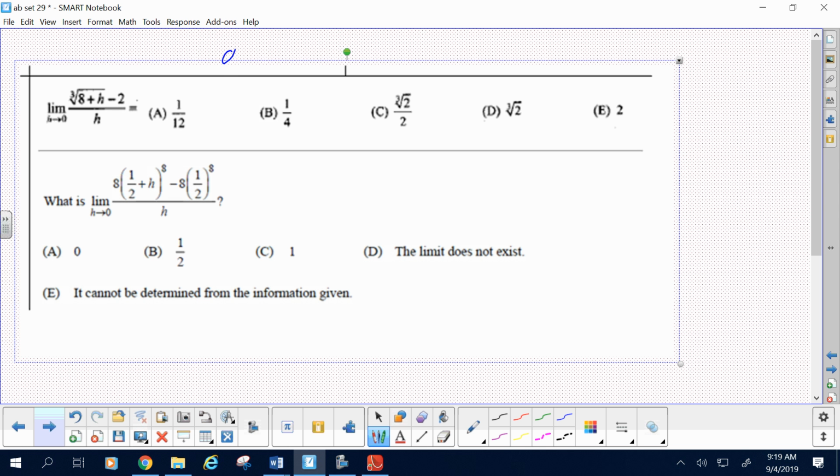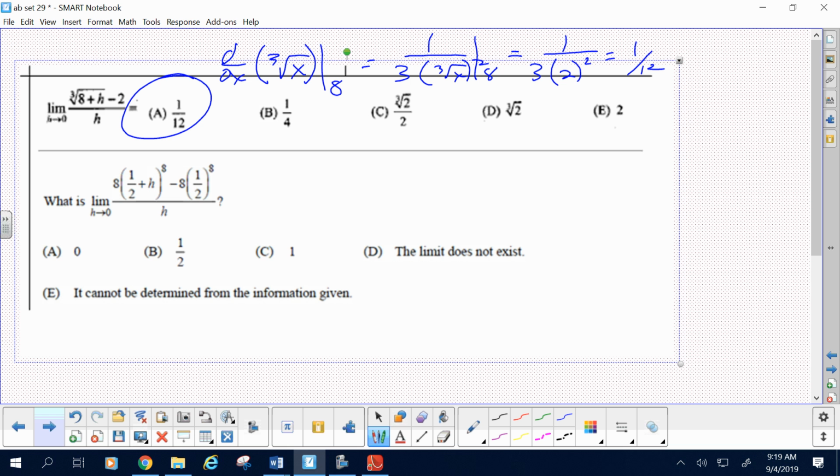This is the derivative of what function? Cube root of x at what point? At 8 or 2? 8. That's 1 over 3 cube roots of x squared at 8. So hopefully something like 1 over 3 times 2 squared or 1 twelfth. Cool? What's this the derivative of? What function? 8x to the 8. At what point? 1 half. The derivative of 8x to the 8th is 64x to the 7th at 1 half. 64 over 2 to the 7th is this.